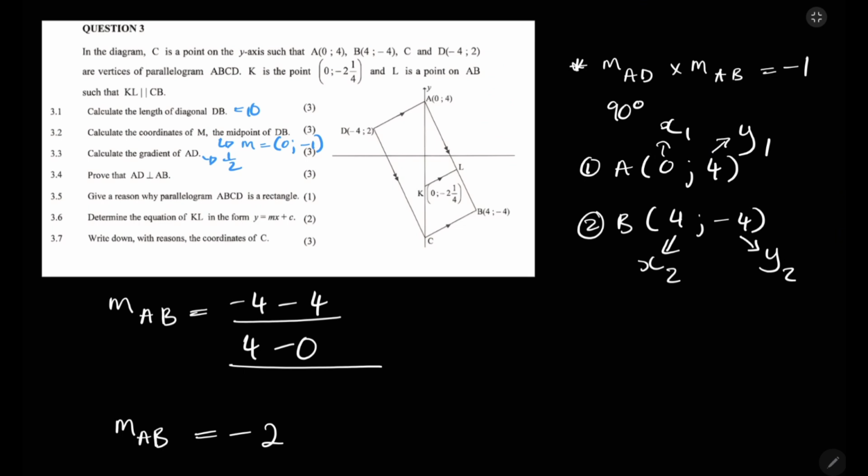This is similar to the question that we did in the gradients video, in the perpendicular lines video, I'm sorry. This paper is more approachable compared to the first one that I did. You guys should definitely know 3.1 until 3.4. You should get those marks, okay?